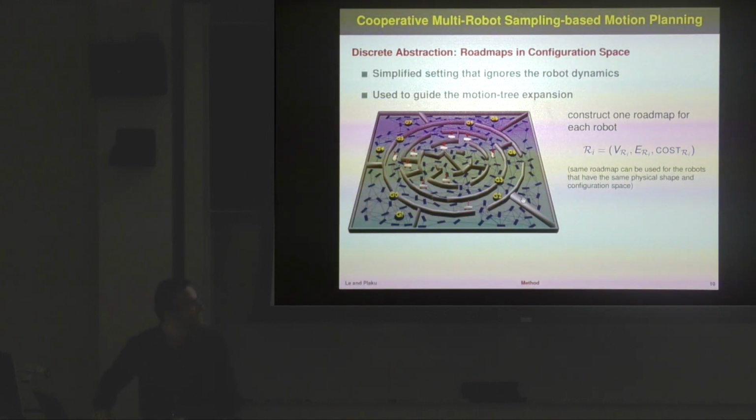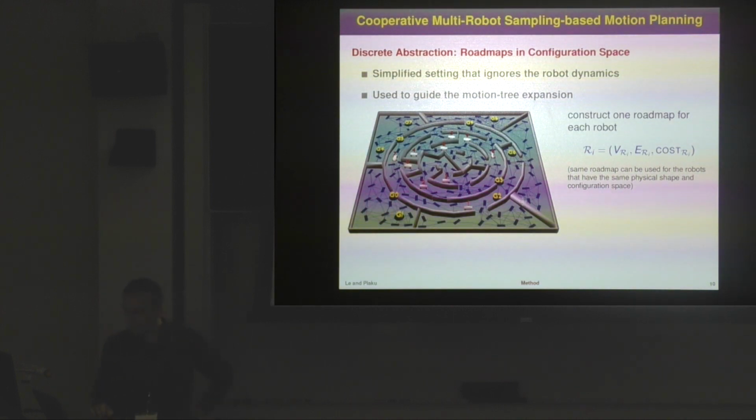Costs are based on the distance between the two configurations, but also the clearance, how far that configuration is from the obstacles, because we want to promote generation of paths that do not get very close to the obstacles, because those paths will be harder to follow. So we would like to maximize or at least increase the clearance from the obstacles.